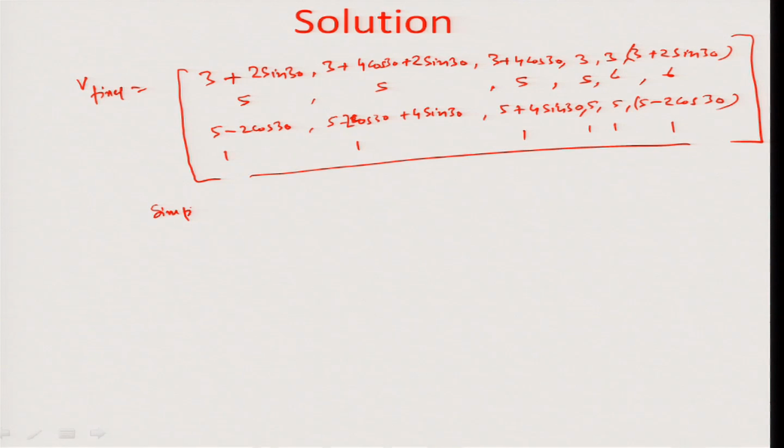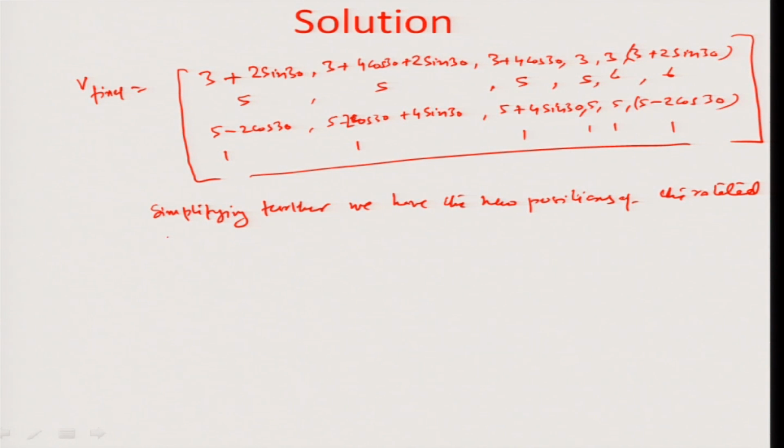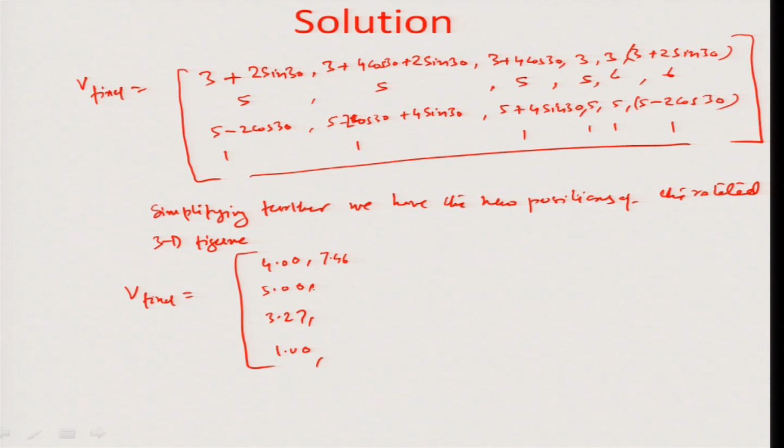So simplifying further, we have the new positions of the rotated three-dimensional figure as V final equals 4.00, 5.00, 3.27, 1.00, and you have the other coordinates emerging from the computations shown earlier, which would give you the final locations of the rotated object's points. The fourth point becomes 3, 5, 5, 1.